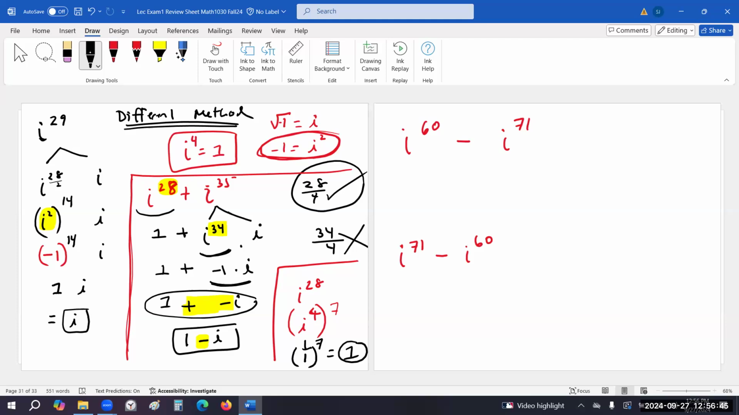Ready? Dunhill, would you like to try the first one? Yeah, 1 minus... So 60, can you divide 60 by 4? Oh, yeah. 4 goes into 60 how many times? 15 times. So it is divisible. That's why this is 1. And i to the what? You split 71 in two?